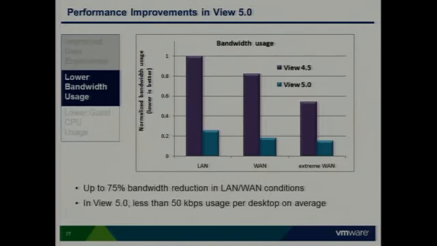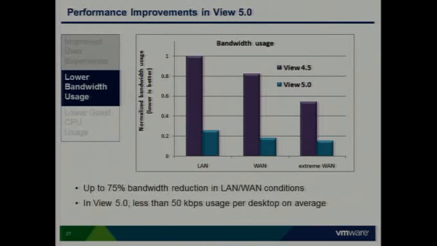Now let's look at the bandwidth usage. Why did we see that improvement in extreme WAN in View 5.0? This is precisely the chart which talks about it. On the y-axis we have shown normalized bandwidth usage, with a typical View Planner workload. On LAN we are seeing 75, and on WAN and extreme WAN we are seeing about 70 to 75% bandwidth improvement.